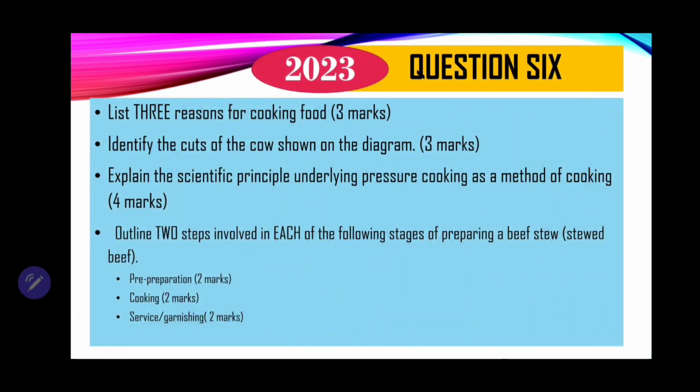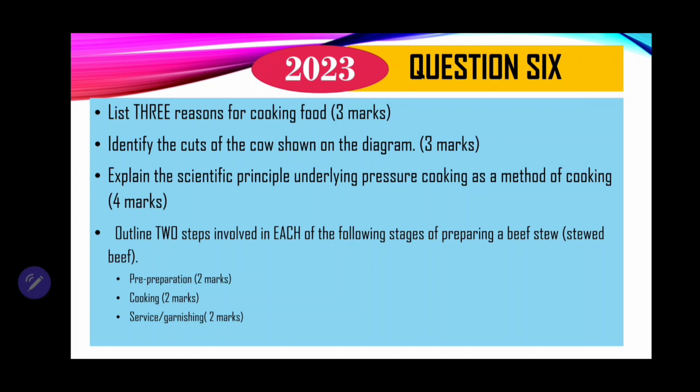It reads, list 3 reasons for cooking food. 3 marks. Identify the cuts of the cow shown on the diagram. 3 marks. Explain the scientific principle underlying pressure cooking as a method of cooking. 4 marks. And finally, outline 2 steps involved in each of the following stages of preparing a beef stew or stewed beef. The stages are pre-preparation, cooking, service, or garnishing, and those stages are worth 2 marks each.